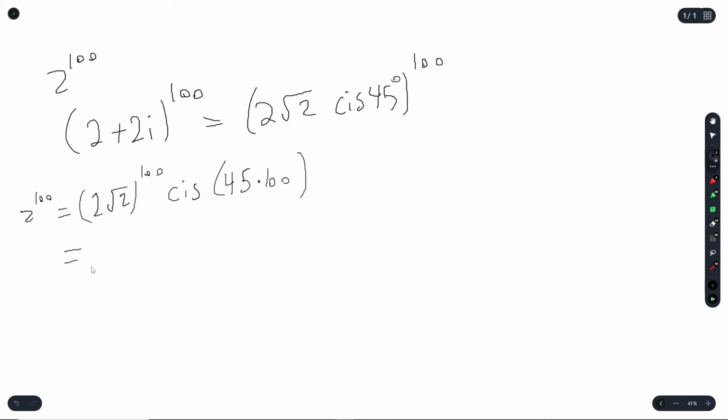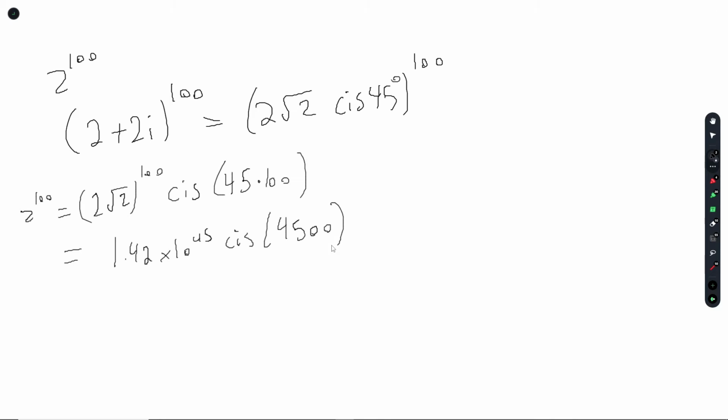So we can just do it on a calculator. (2 radical 2) to the power 100 will give you like 1.421045, then cis 4500. In the quiz, they'll give you like more simple numbers to work with.